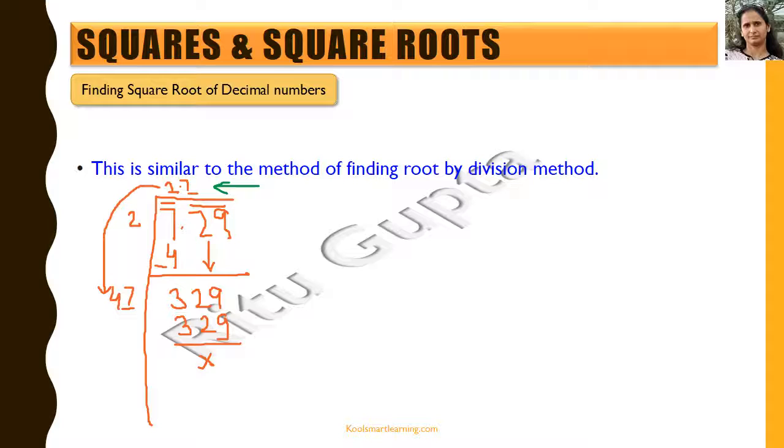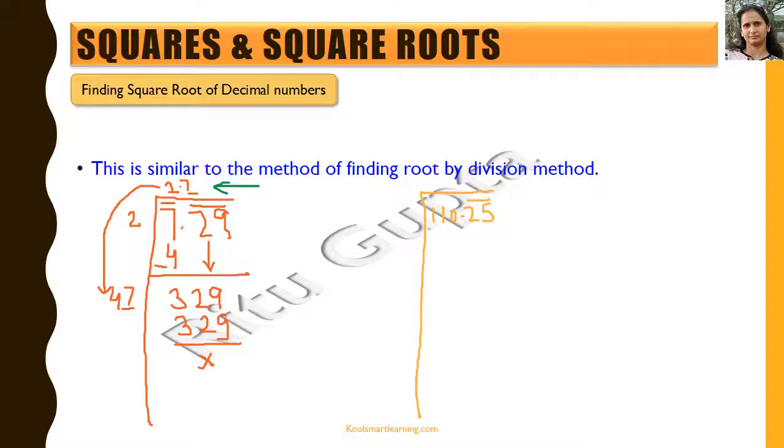Let's take another example. We'll take a number which is 110.25. Let's find the square root of this number using the same approach. Now here again we start putting the bars. After the decimal, we start from the first digit, which is 2 in this case, and we place the bar over a pair of digits, which is 25.